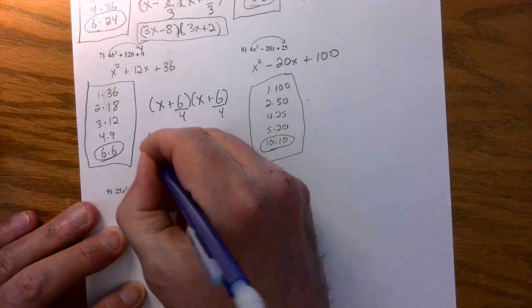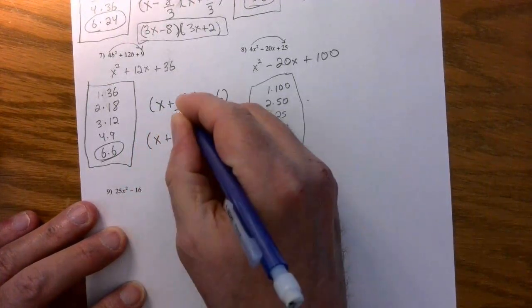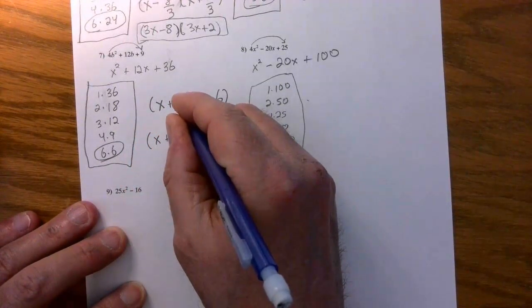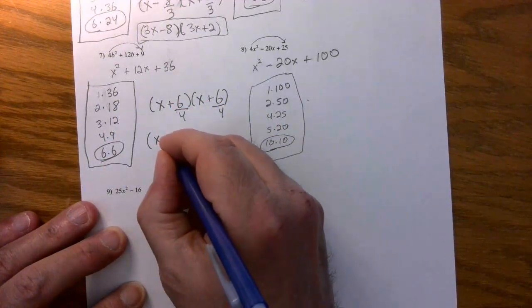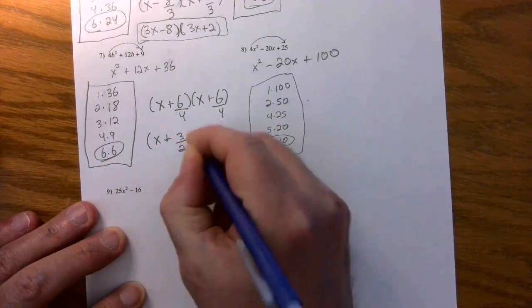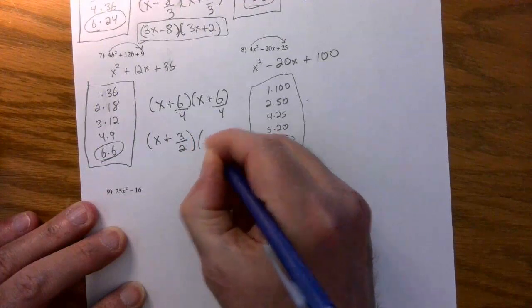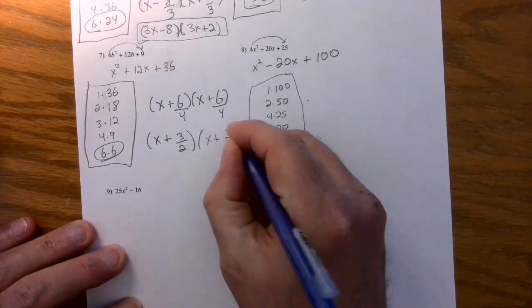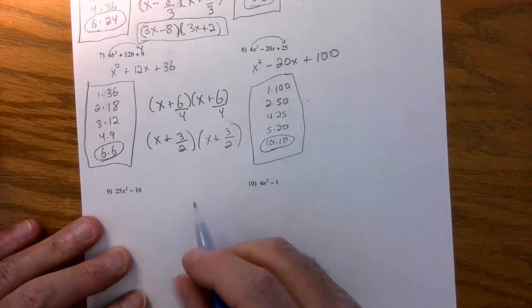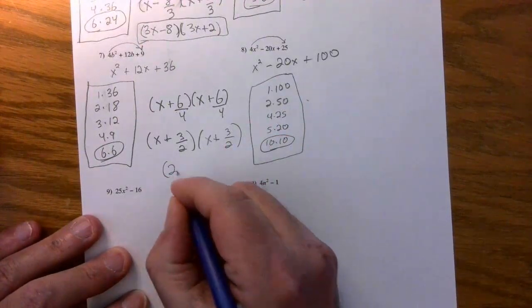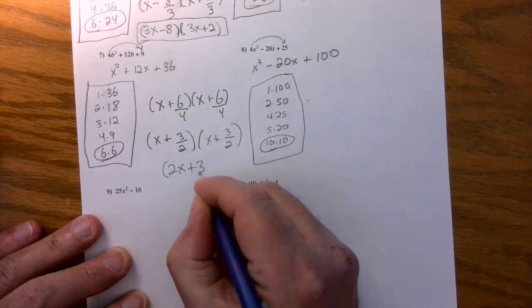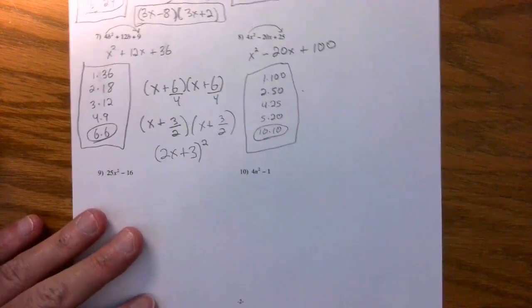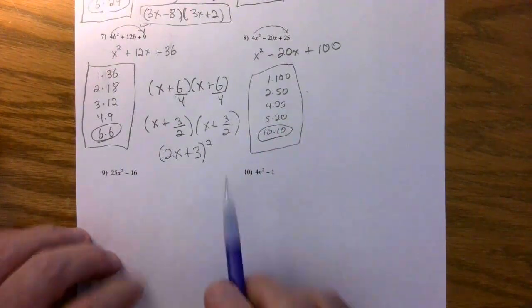Let's simplify first. I can divide both of those by 2. So this becomes 3 divided by 2, x plus 3 divided by 2, bottom up. And guys, this is 2x plus 3 squared. That's what that is. It's the same.